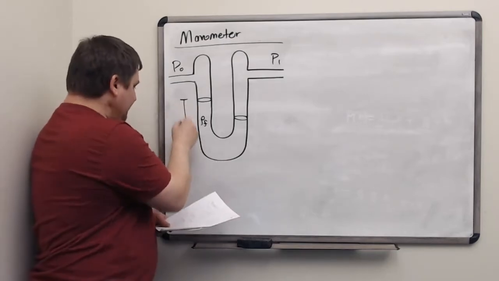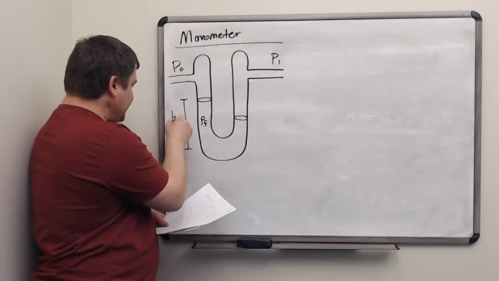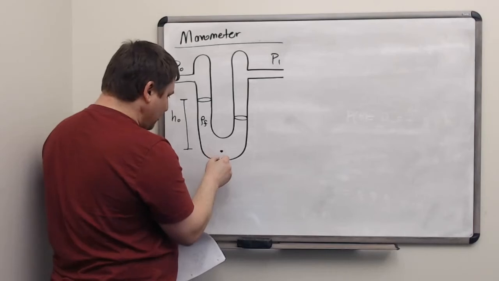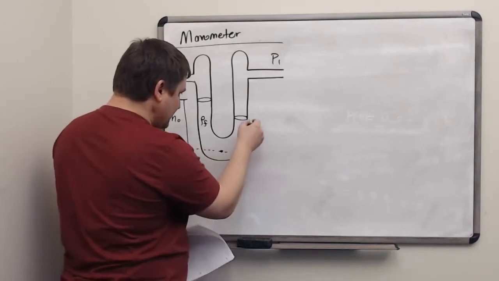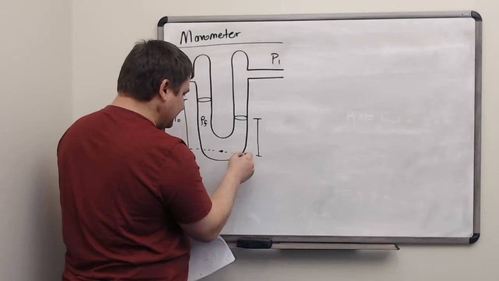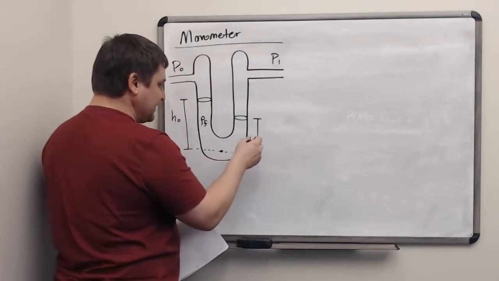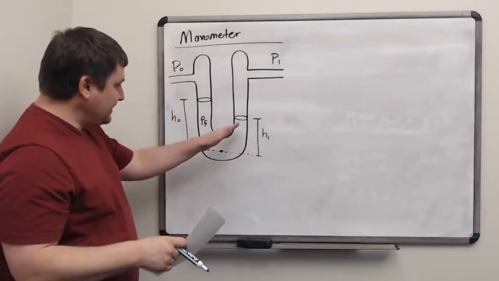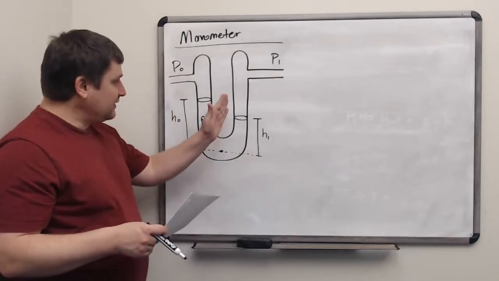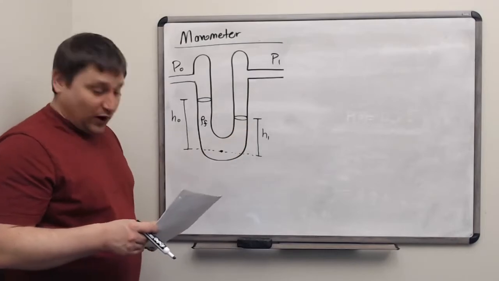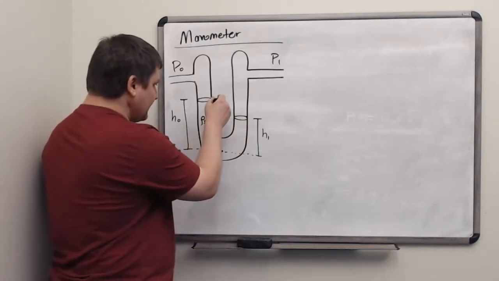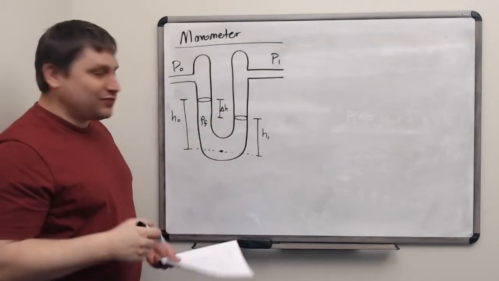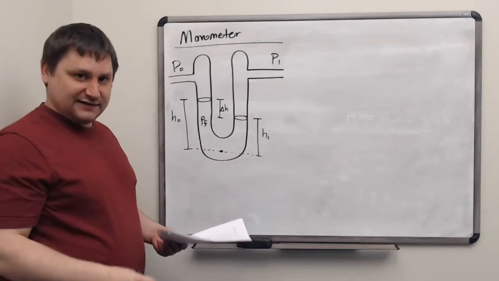On the left side, we'll measure the height of the fluid column from some reference point at the bottom. We'll see that it doesn't actually matter where this reference point is because of Pascal's principle. And we'll measure the height at the top of the right column and call that H1. So there is a delta H of height difference between the two sides of the manometer.